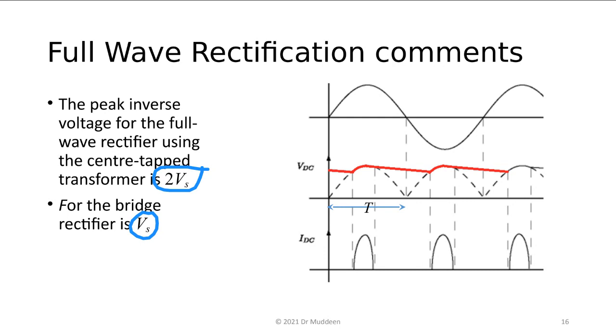And the bridge rectifier has it the best of the lot in that the reverse voltage, the PIV on the diodes, is the peak voltage of the secondary supply, and the current through it, because there are 2 diodes that actually are working, the current is also less. And of course, in both of these cases, the capacitor is smaller.